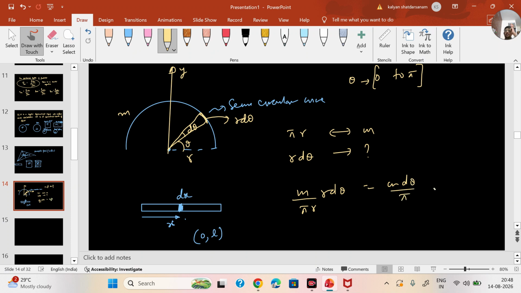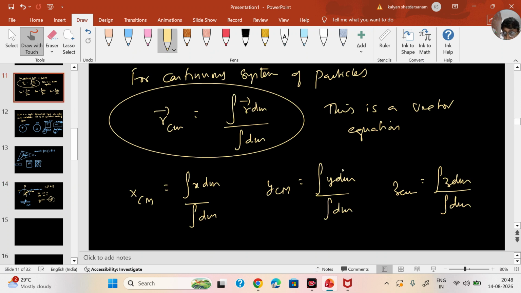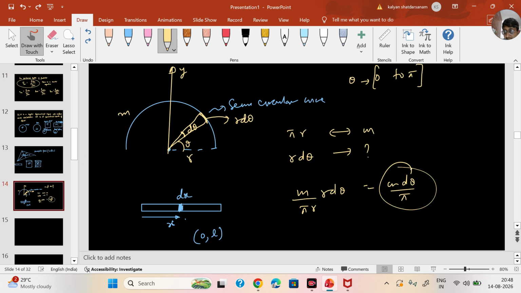You could have also argued in a different way. This mass m is for full angle pi. So what is mass for the small angle d theta? You would have got this. So I got mass of the element. I want y coordinate of center of mass of this whole object. So what should I do? Mass of the element, that is dm, I got. What is my dm in my case? It is m by pi d theta.